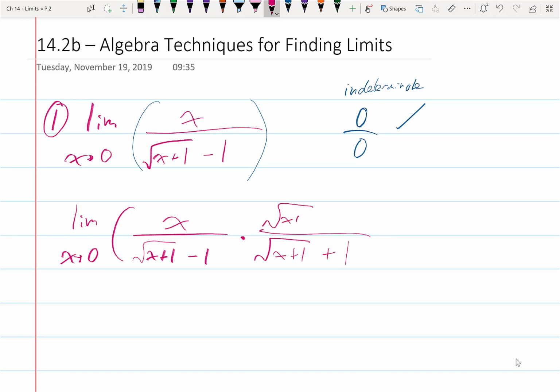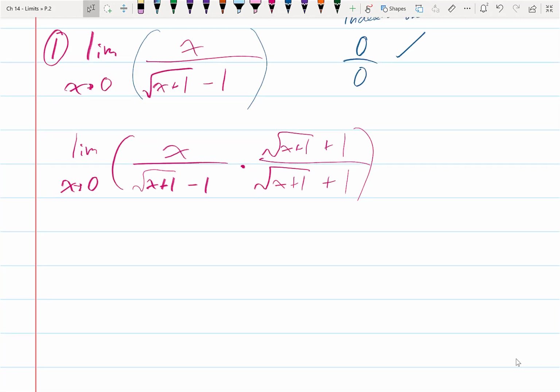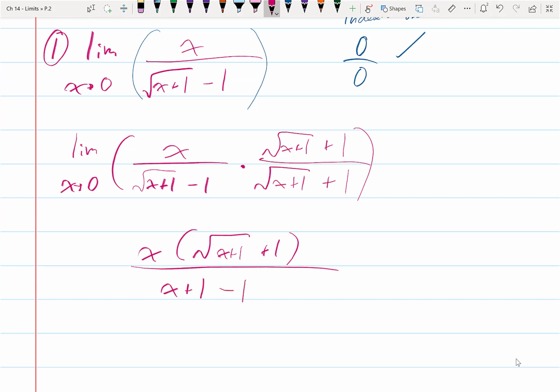Yeah, we're going to multiply by the conjugate. When you multiply the numerator out, do not actually distribute. You're not helping your cause if you do that. All you want to do is get to a point where you remove one of the factors. The denominator becomes a difference of squares, so x plus 1 minus 1.